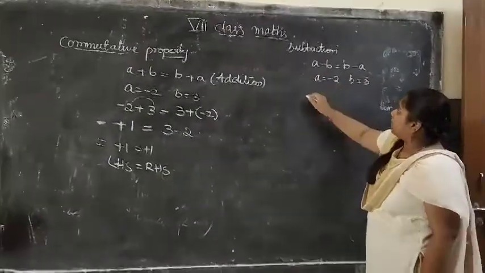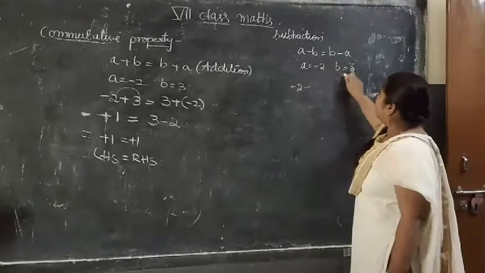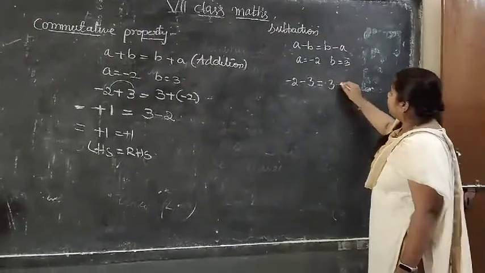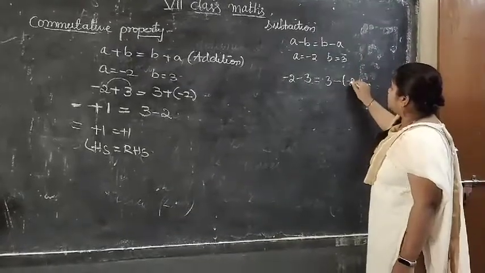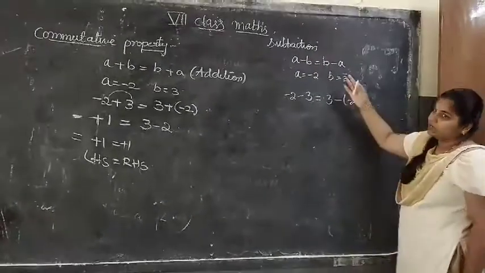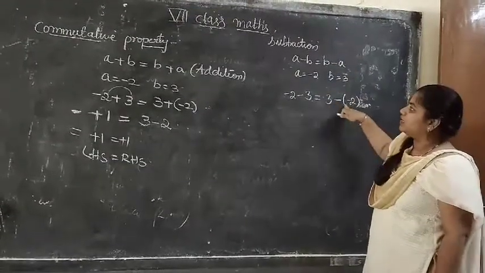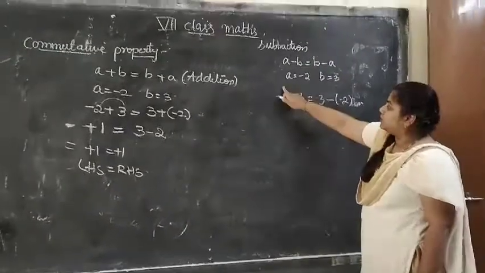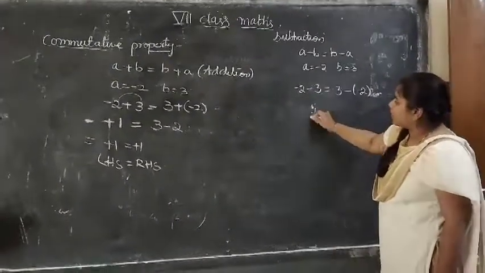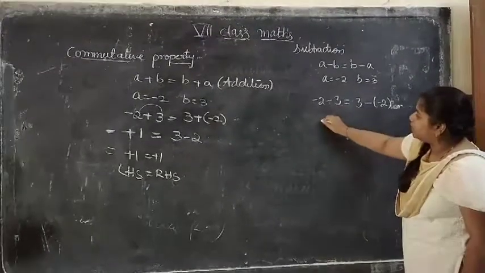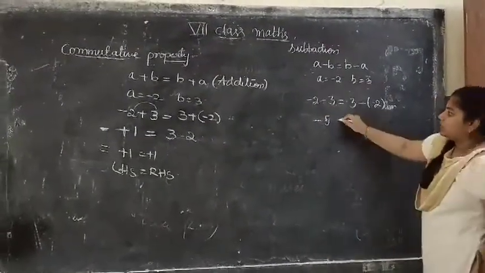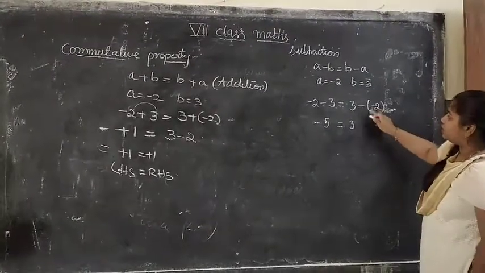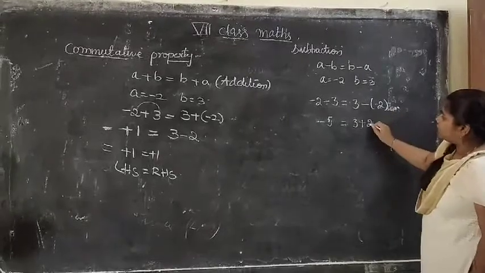The A value is -2, minus the B value 3, equals the B value 3 minus the A value -2. If you get the same answer, it will be satisfied under subtraction. Let's see. Minus into minus will be plus, so add the two numbers: 3 plus 2 equals 5. For the result take the bigger number's sign, that is -5. On the right side, write 3 as it is; two signs together, minus into minus, will be plus. Write the 2 as it is.